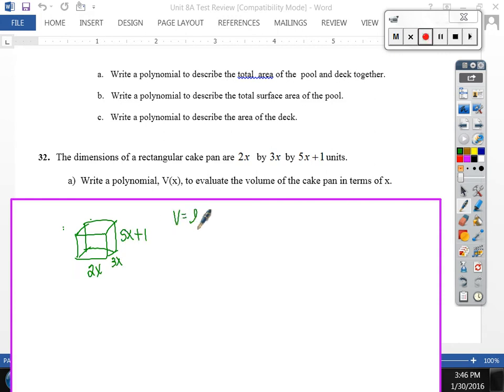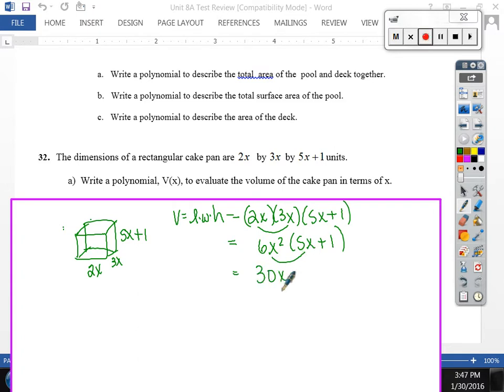So volume is length times width times height. So that's going to be 2x times 3x times 5x plus 1. So 2x times 3x is 6x squared. So 6x squared times 5x is 30x cubed. 6x squared times 1 is 6x squared. So the volume is 30x cubed plus 6x squared. Now, let me write that up here. So 30x cubed plus 6x squared.